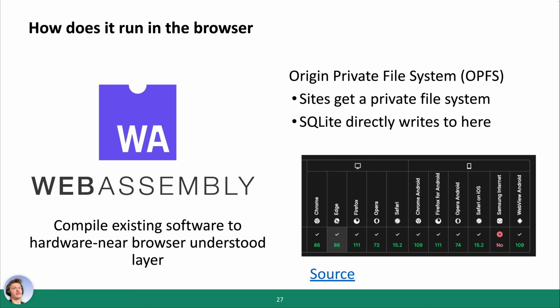We also have the newer browser API called Origin Private File System. This gives a website a private file system it can write files to, like we're used to with normal operating systems. And we can use that for SQLite, so it gets run as WebAssembly code and then accesses this file storage format and can write the SQLite file there.